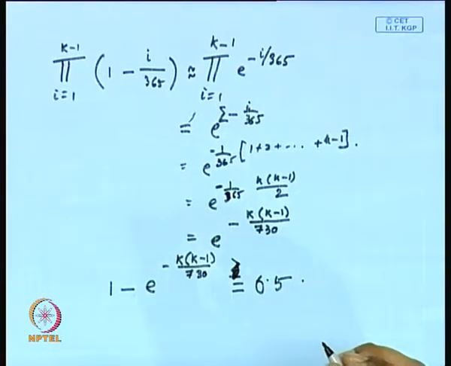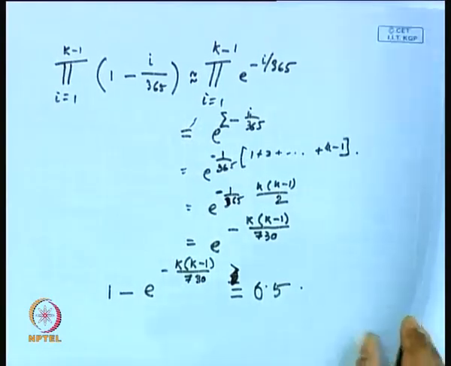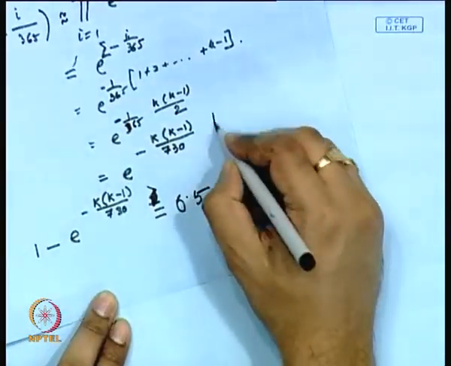We can actually see this, and I am not really going into this. You can do these calculations like this: 1 minus e to the power of minus k into k minus 1 divided by 730 is equal to 0.5, and therefore k into k minus 1 divided by 730 will be equal to ln 2. So therefore you can actually do this, right? What you can do is bring this like this.